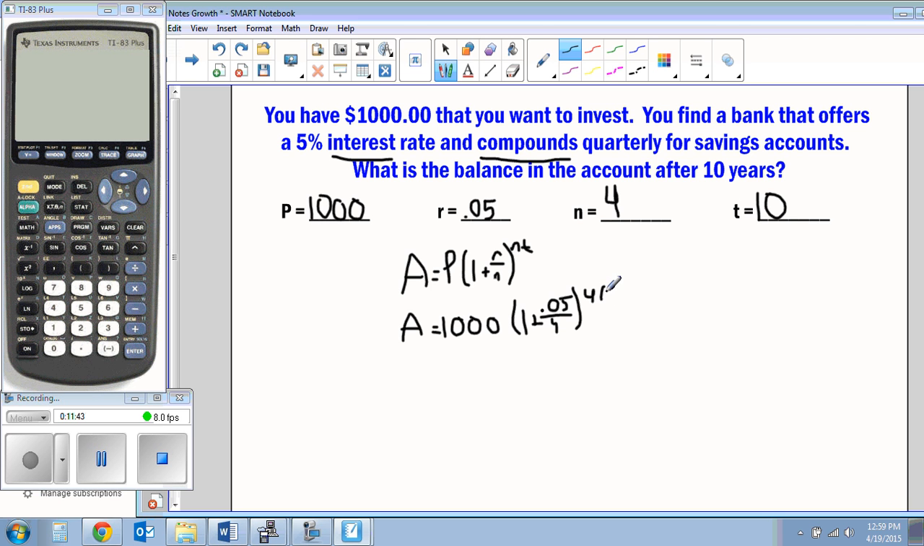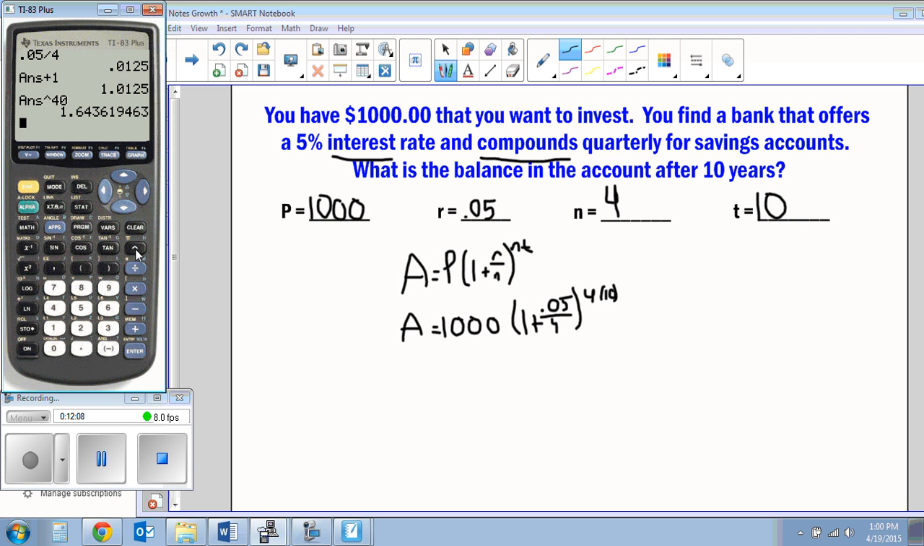Okay, and we're going to do most of this work on a calculator because it gets kind of messy, especially because we want the most accurate answer as we possibly can. So we go over here, clear this out. We have to follow order of operations, so I'm going to do 0.05 divided by 4. I get 0.0125. I add that to 1, and that's what's inside the parentheses. Now I go through the exponent, so I'm going to raise this to the 40th power, because 4 times 10 is 40. And again, I get this messy number, and then I'm going to multiply that by my initial amount, which is 1,000.